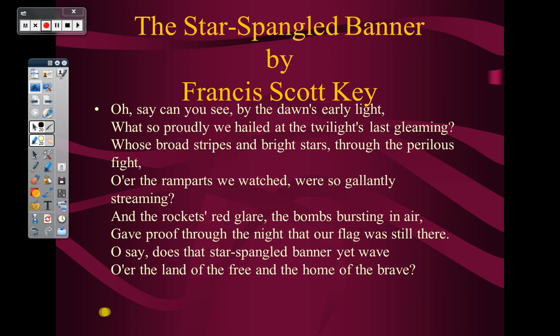I love, he also talks about the rockets' red glare, the bombs bursting in air, gave proof through the night that our flag was still there. The only way he could see it through the night was by the actual bombardment occurring. And whenever things would go off in the air, he could still see the flag there.